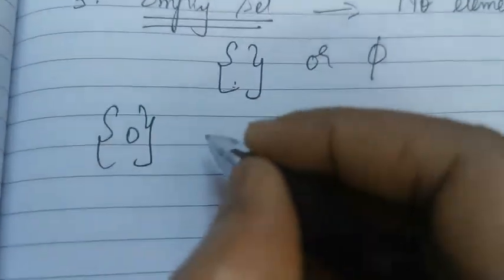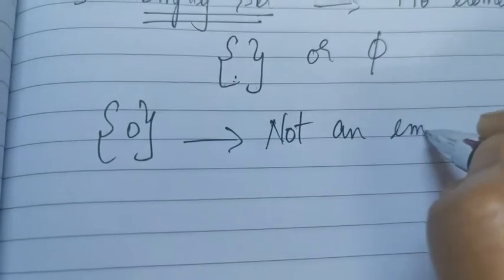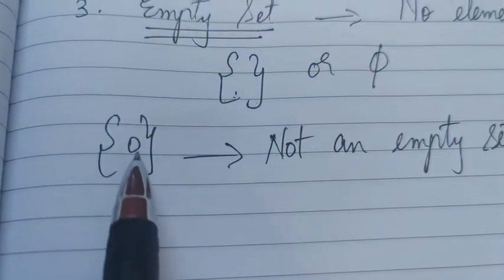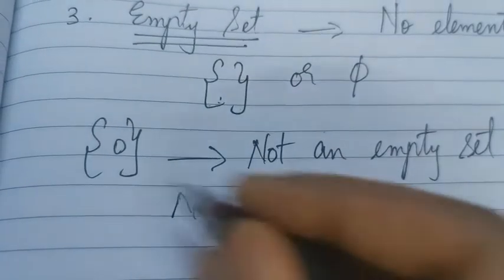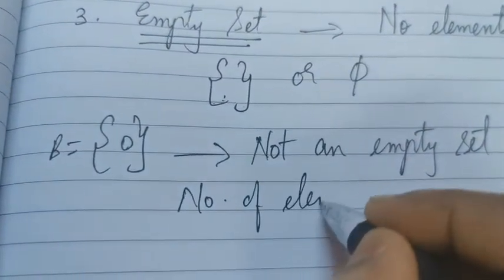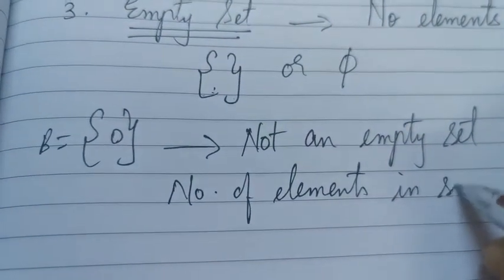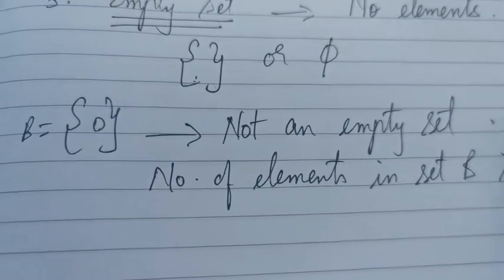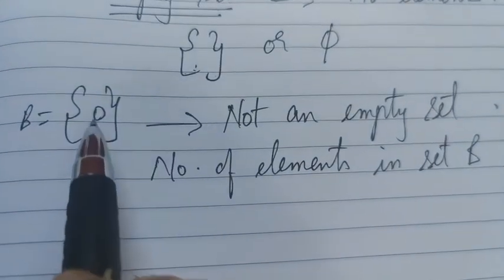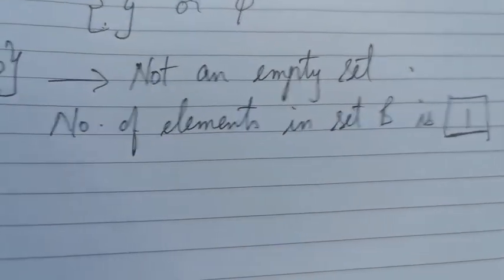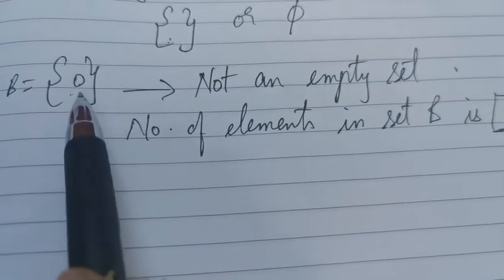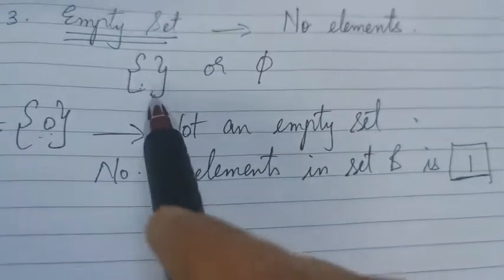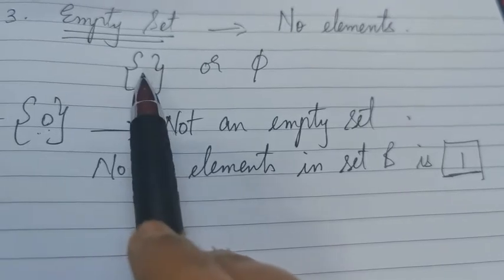Now this set is not an empty set. Many make mistakes here. If they see 0, they just give it as empty set. This is not an empty set. The number of elements in set B is 1. There is one element, the element is 0. So we shouldn't be confused by seeing a 0 within our brackets. It means there is an element and that element is 0. So empty set is just a pair of curly brackets or the symbol.